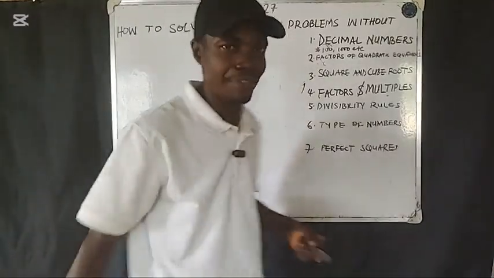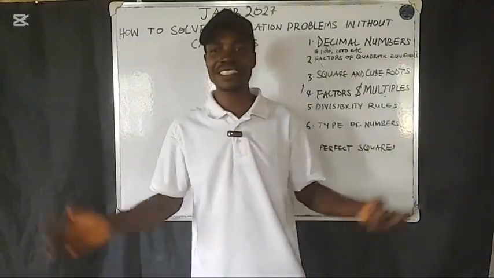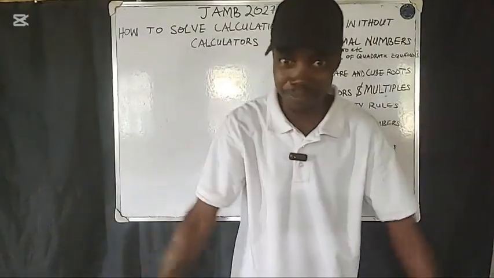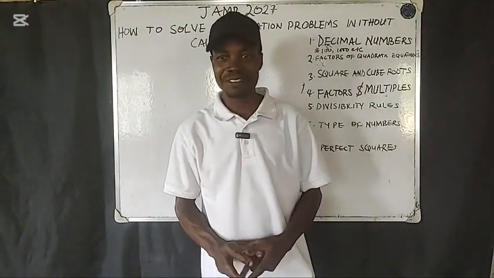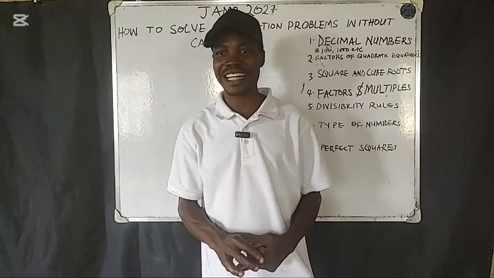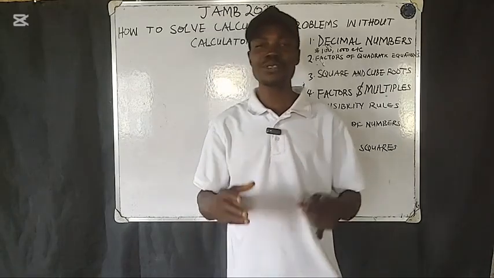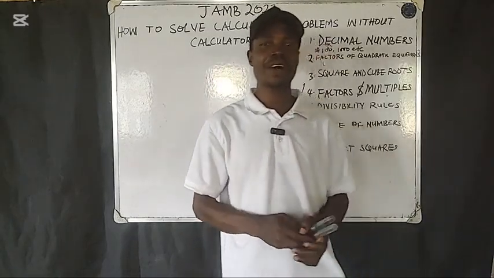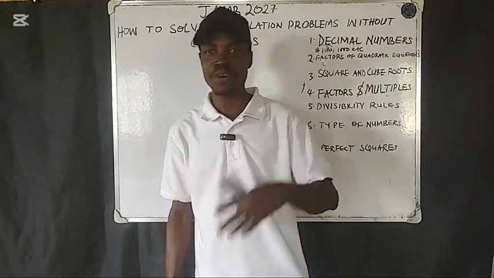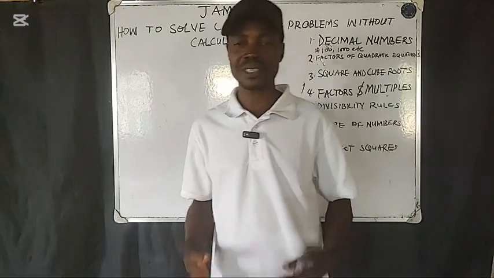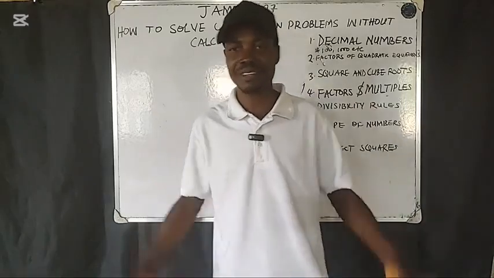How do we know that 5 can divide a number? When the last digit is 0 or 5. Thank you very much. I almost forgot that. How do you know that 5 can divide a number? When the last digit is 0 or 5. When the number ends with 0 or 5, 5 can divide it.